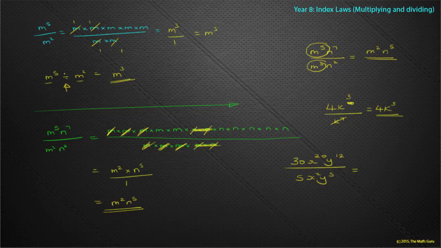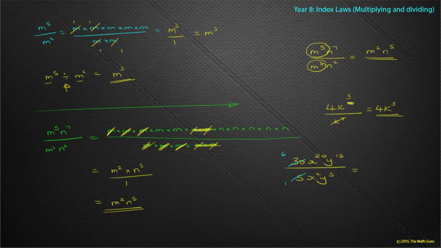Between the 30 and the x is a kissy-kissy. Between the x and the y is a kissy-kissy. The same here. So because they're all kissing on the top and all kissing on the bottom, I can say to myself, well, okay, I've got a 30 on the top, and that's the same as 30 divided by 5. Well, I know that 5 goes into 30, so 5's go into there once, 5's go into there 6 times.